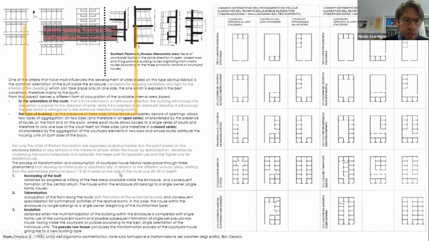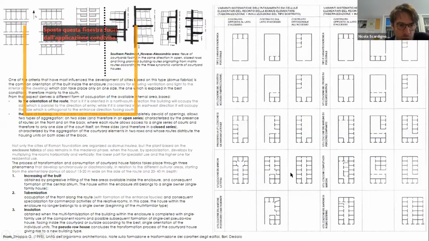Well, the process of transformation and consumption of courtyard house fabric takes place through three phenomena, essentially. The increasing of the built area, consisting in obtaining the progressive infilling of the free area available inside the enclosure up to the definition of a kind of atrium, a central atrium. The tabernization, which is the occupation of the front of the route and the consequent specialization for commercial activity of the relative rooms, up to the phenomenon of insulation, obtained when the multifamiliarization of the building within the enclosure is completed.